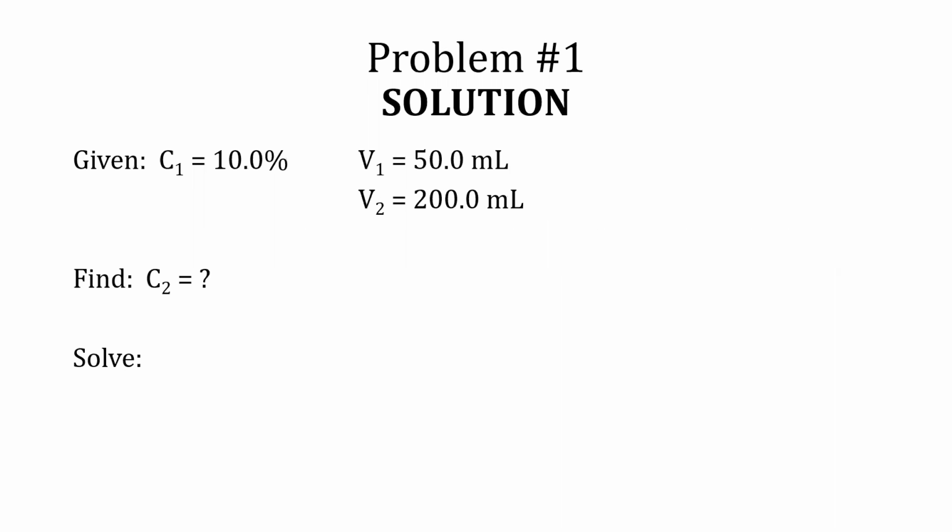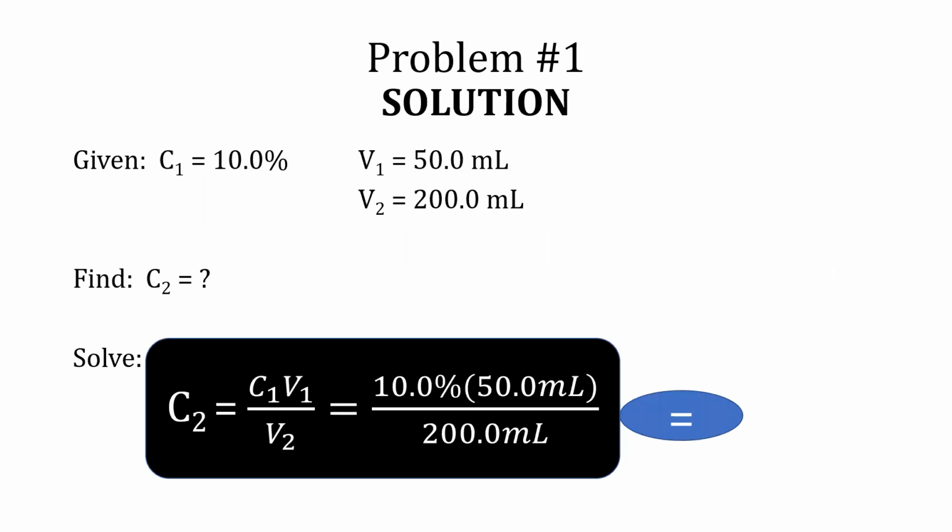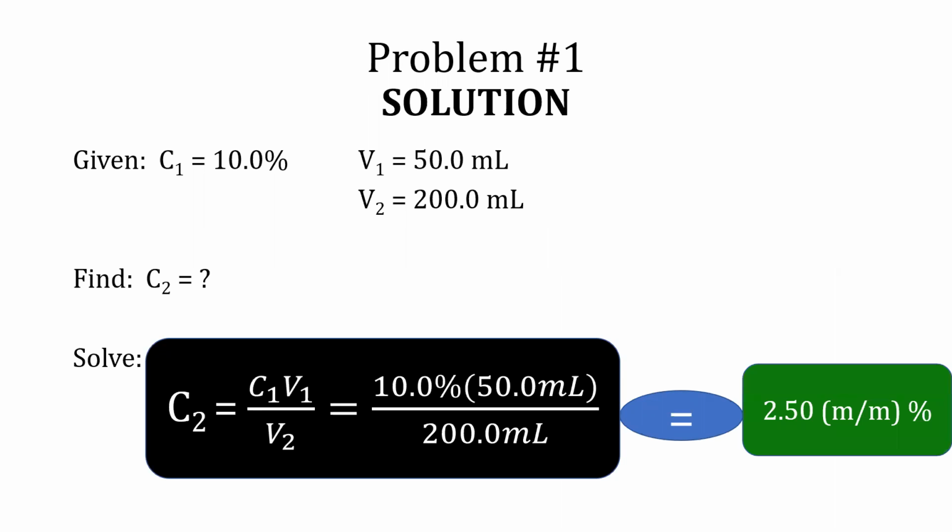It is given that C1 equals 10%, V1 is 50 mL and V2 is 200 mL. One needs to find C2. The solution is by using the dilution equation and plugging in all the numbers. C2 equals 2.50%.